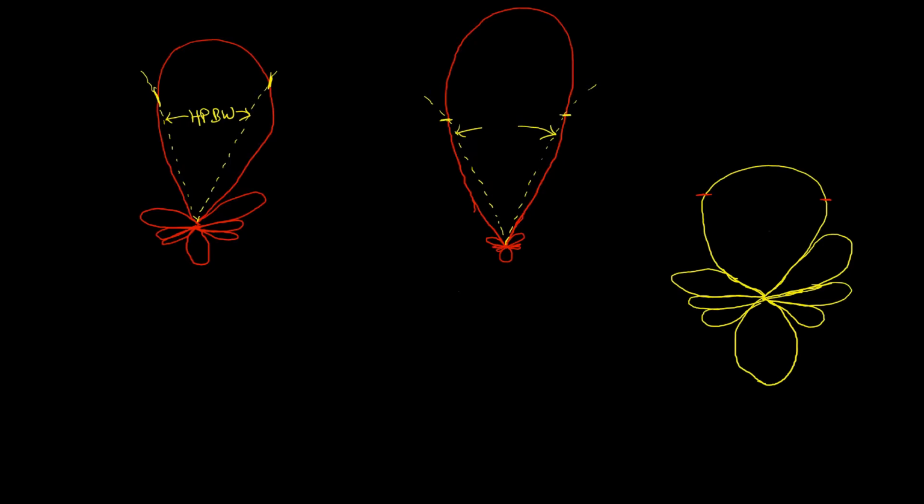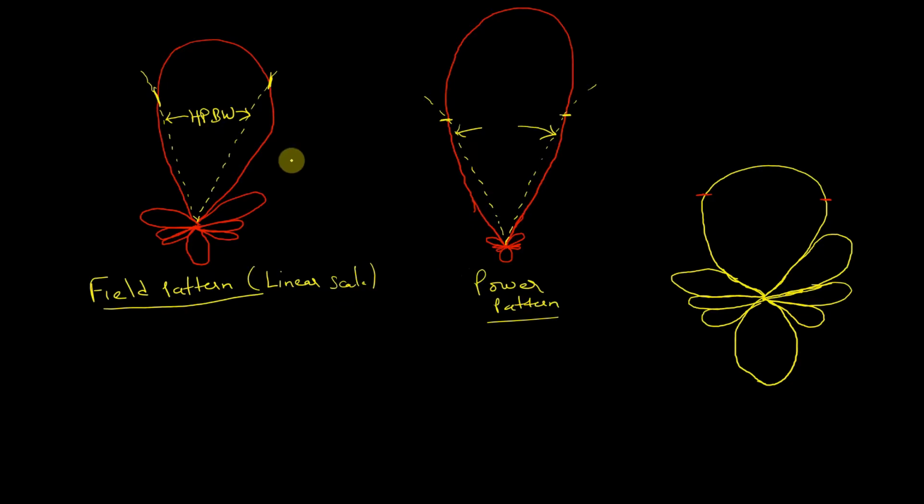So this first one is the field pattern in linear scale. This second one is the power pattern, and this is also in linear scale. Sorry for that, because this is symmetrical, the shape is like this. This is not here. This is symmetrical, so please correct it.